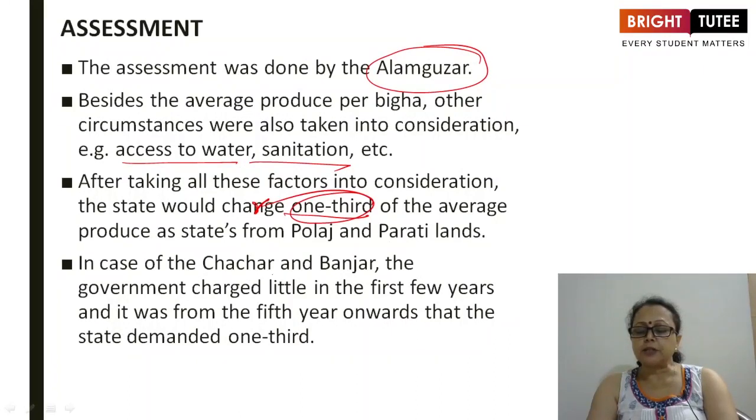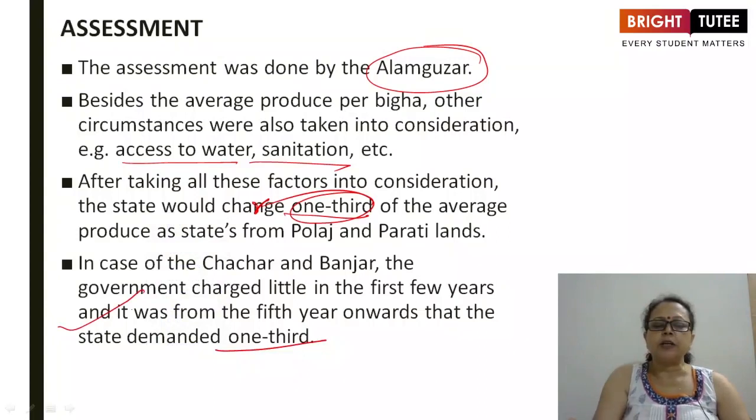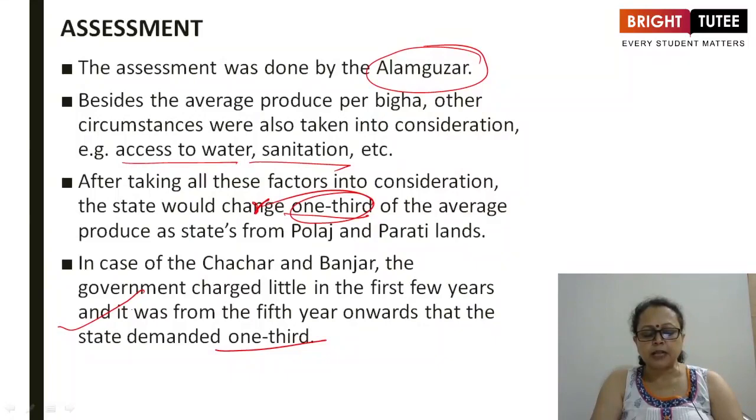Then in case of the Chachar and the Banjar, the government charged little in the first few years, and it was from the 5th year onwards that the state demanded 1/3. So this way, with gradual development and proper assessment of the land, the government is asking for the payment of the revenue. Some examples are also given in the chapter about that.